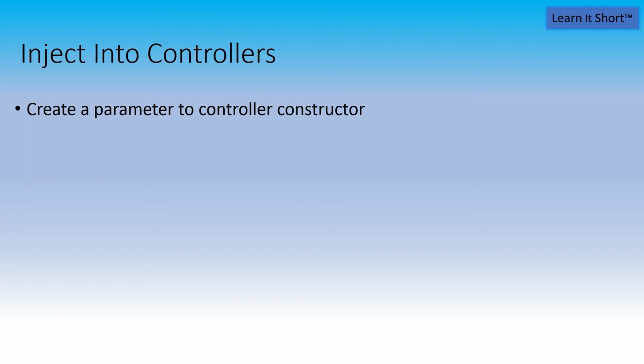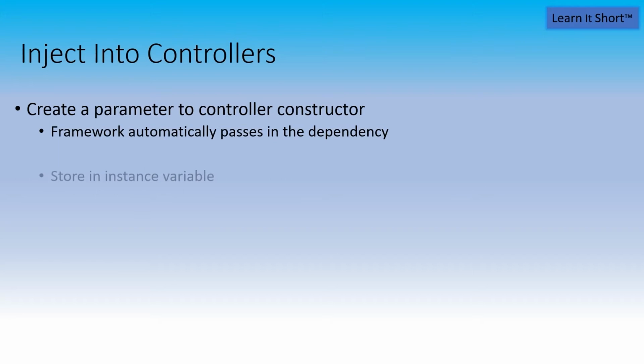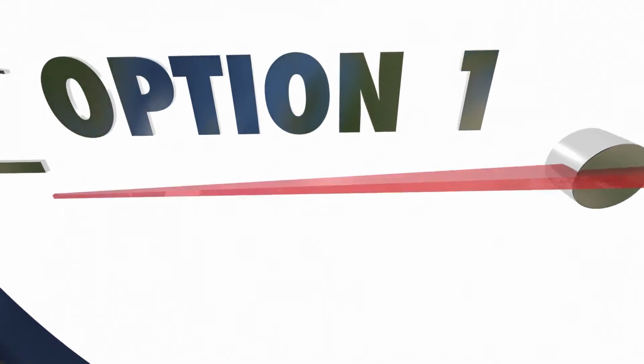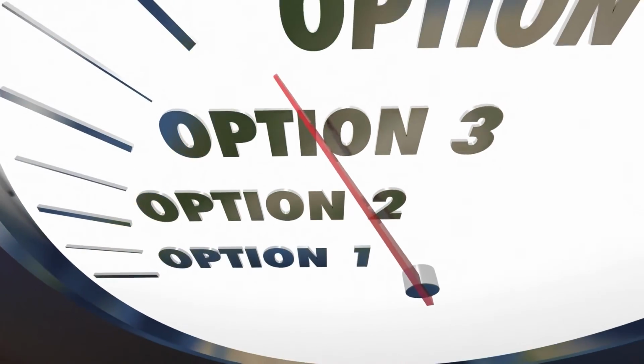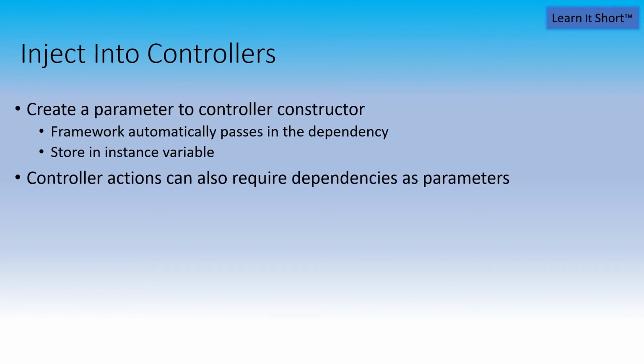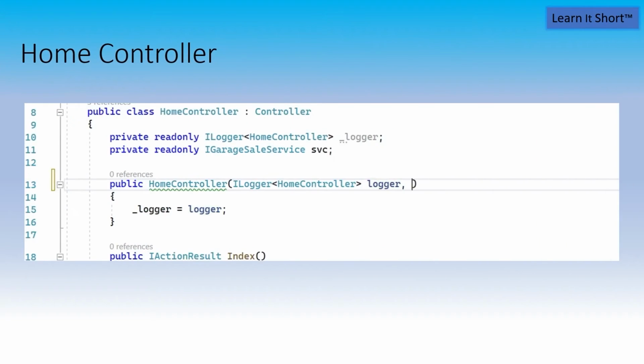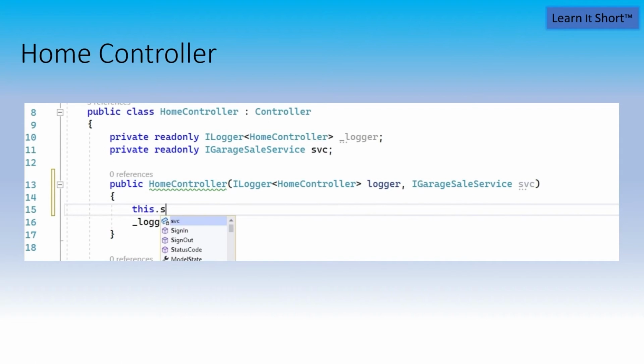So we just need to create a parameter to our controller's constructor. The framework will automatically pass in the dependency. We need to store that in an instance variable so that our actions can reference it. There's another option here where you can have your controller actions require dependencies as parameters as well. You'll need to mark those with FromServices. Since our controller actions almost all use the dependent object, we're just going to inject it into the constructor and store it in an instance variable. We already have our instance variable in HomeController. We just need to pass in the parameter and set our instance variable from that parameter.